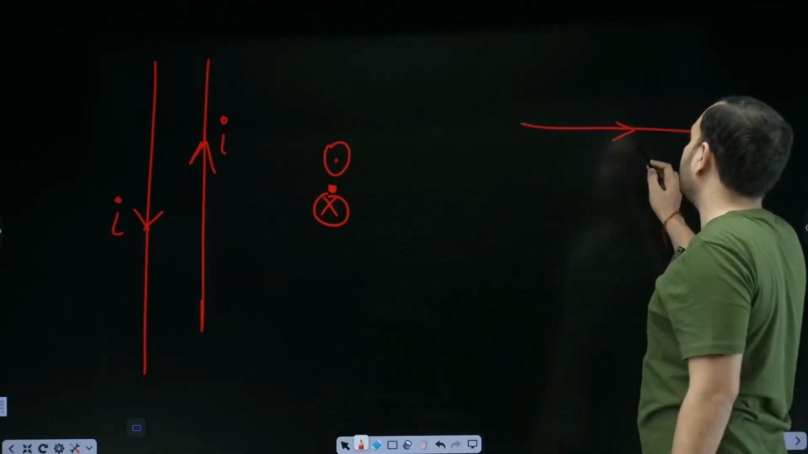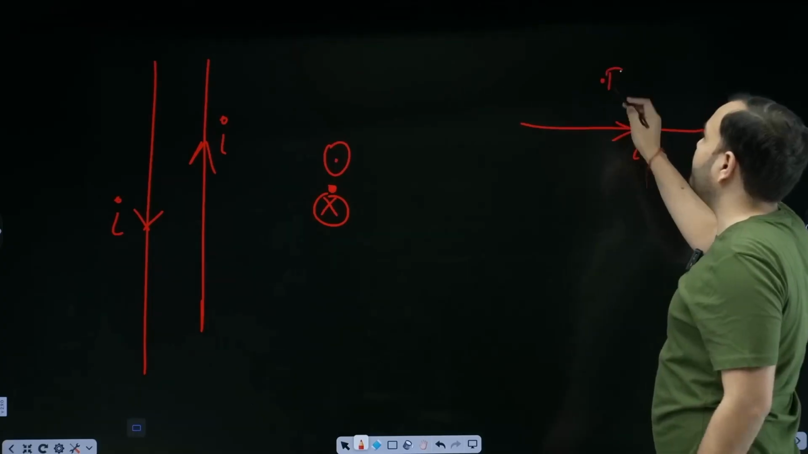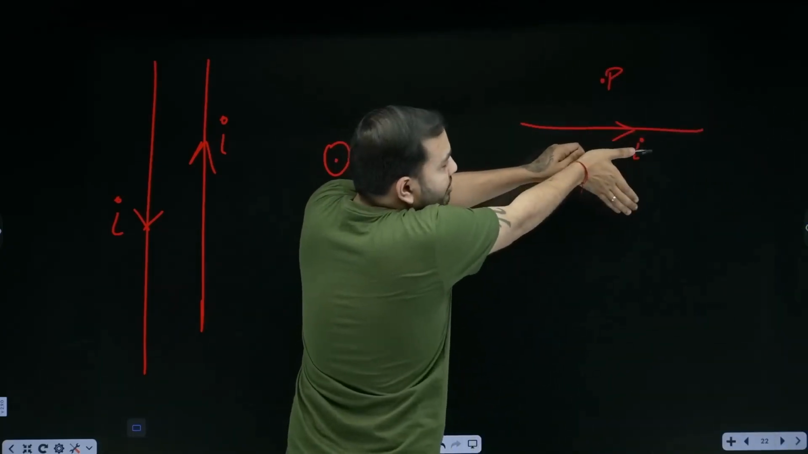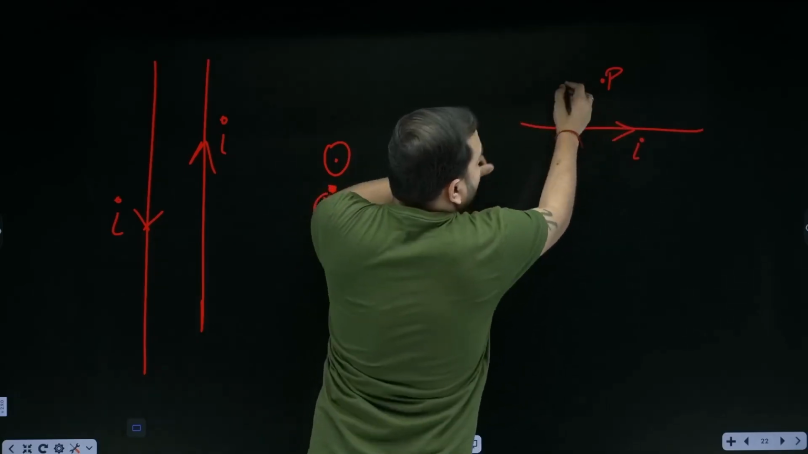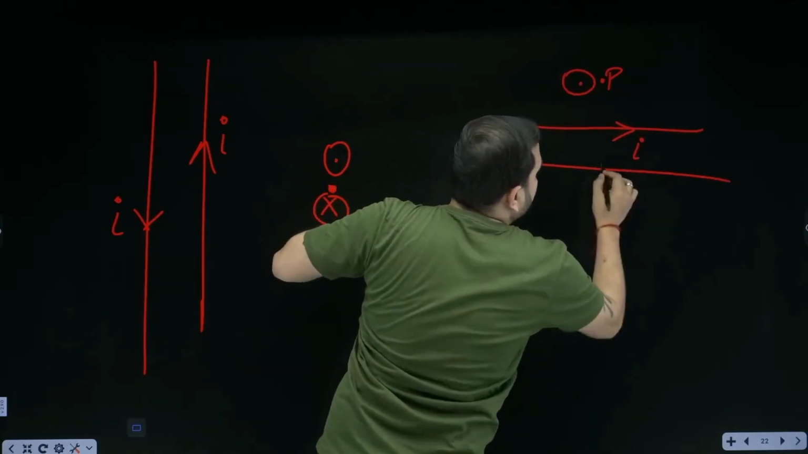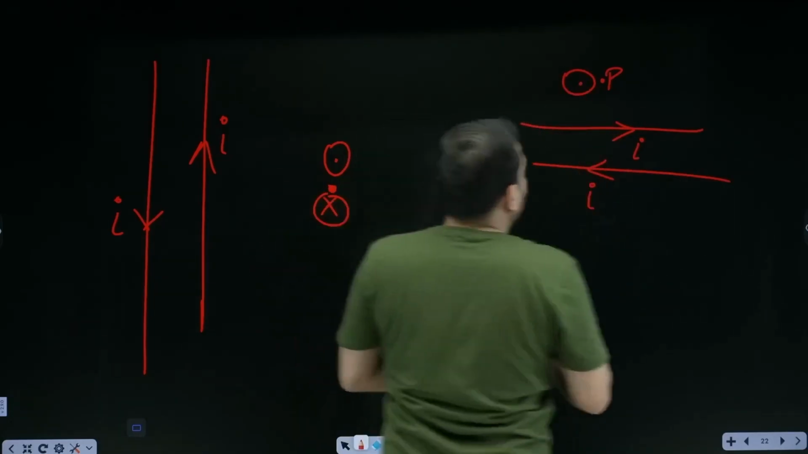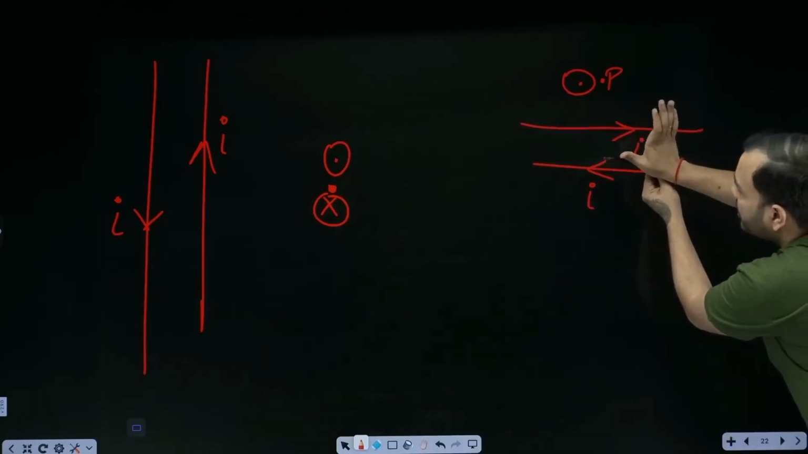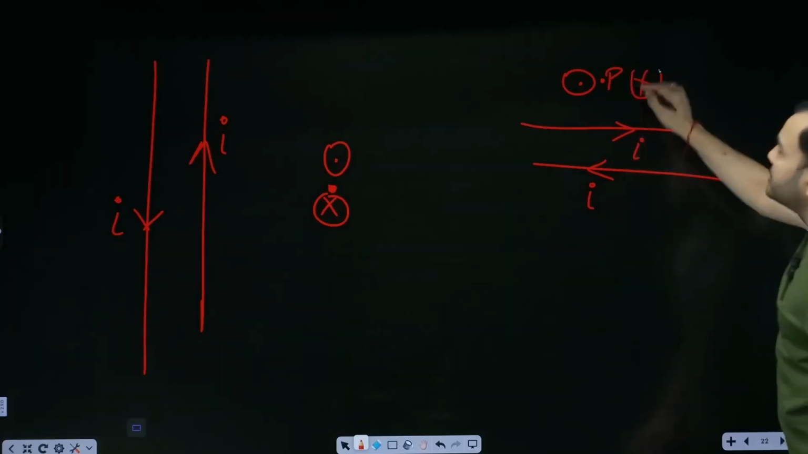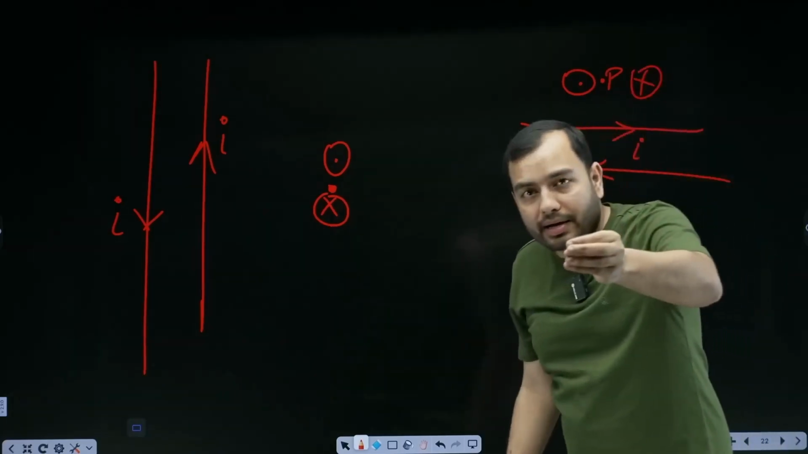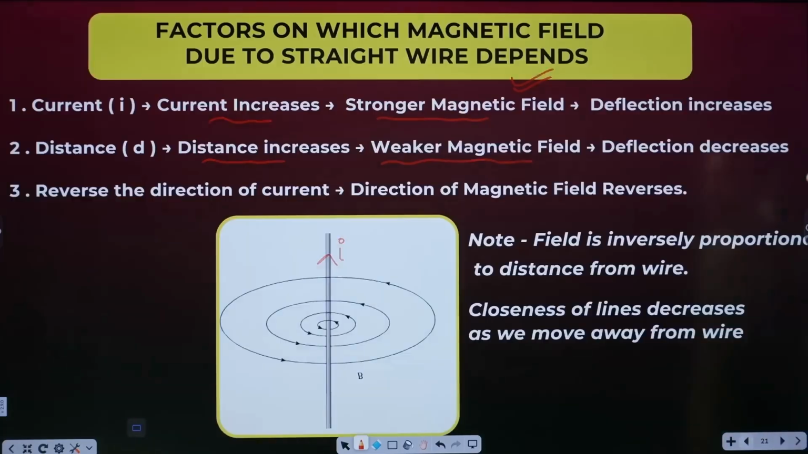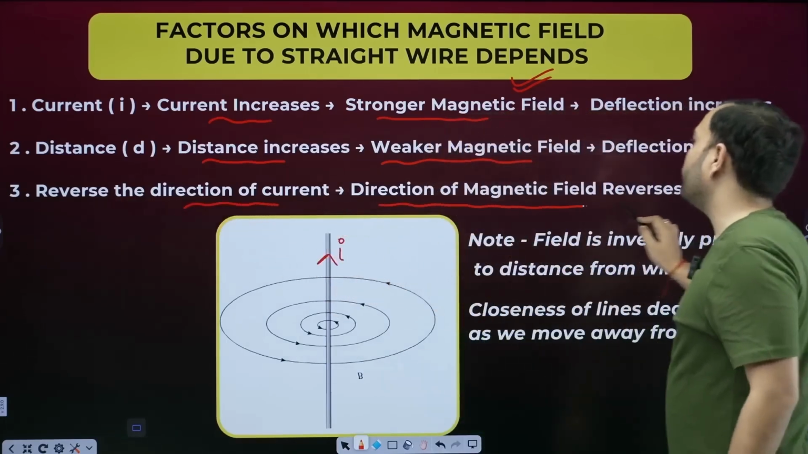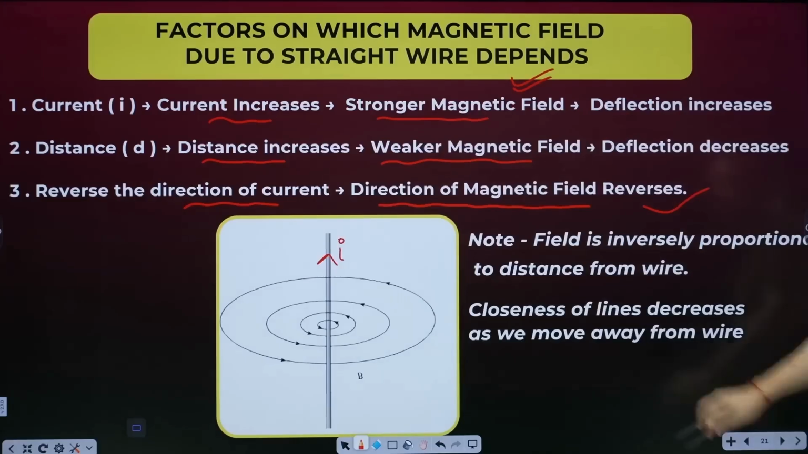See this. Suppose the current is going like this, and I ask you how the magnetic field would be here. I kept the thumb in the direction of the current, right hand like this. Here at P it is coming outward. I reverse the direction of the current like this. Now what would be the magnetic field at P? Kept the thumb in the current direction. Look at P. So on reversing the direction of current, the direction of magnetic field also reverses. The same thing is written: reverse the direction of current, direction of magnetic field reverses.